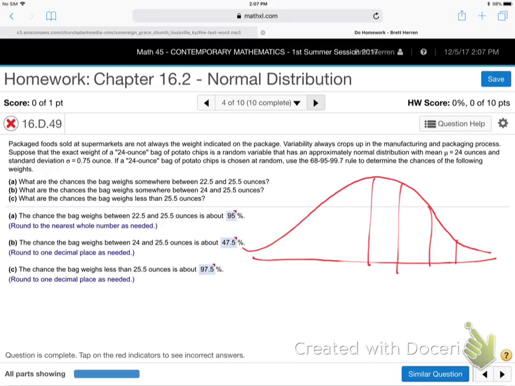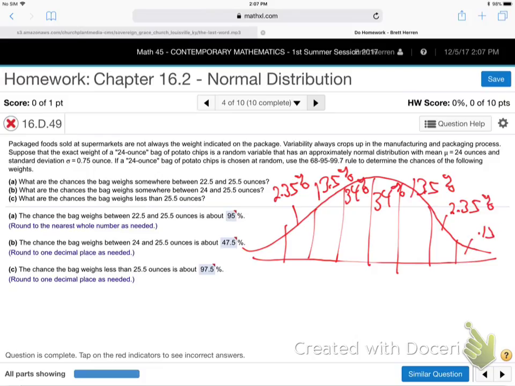Middle, 3 jumps to the right, 3 jumps to the left. The percentages are always the same: 34, 34, 13.5, 13.5, 2.35, 2.35, 0.15, 0.15.